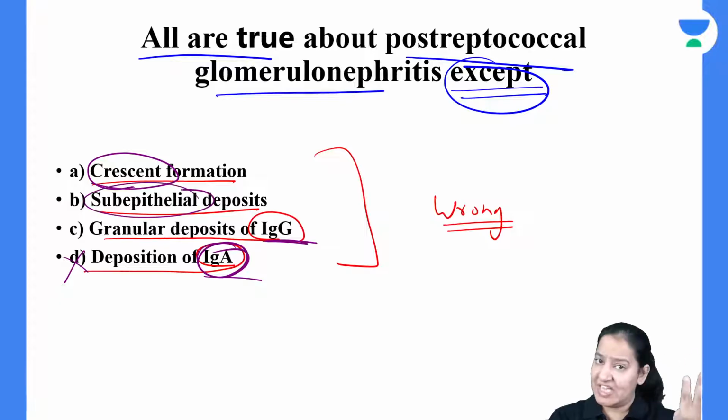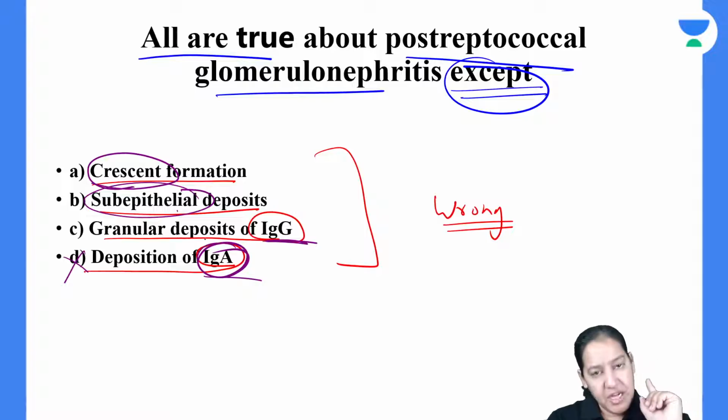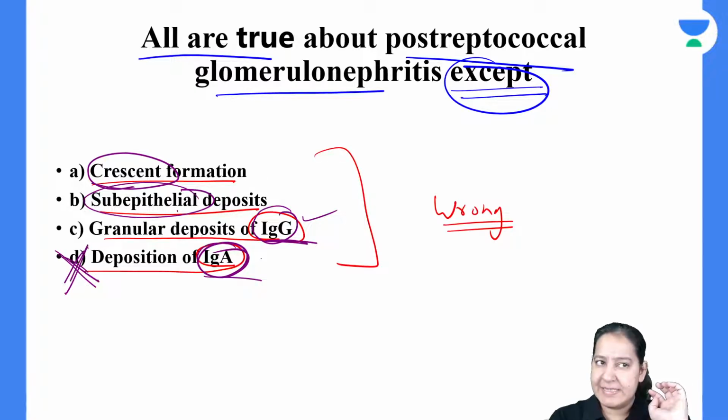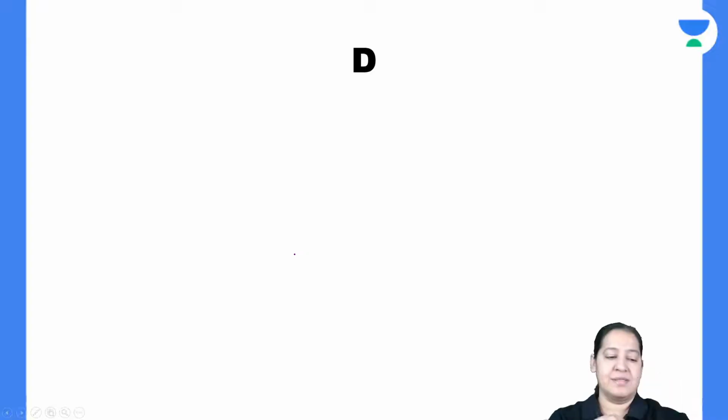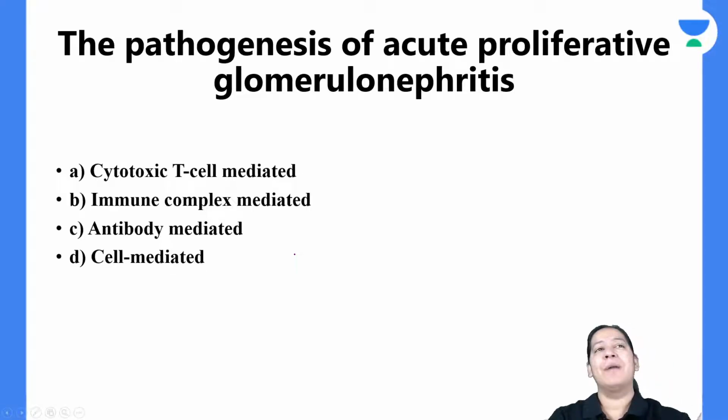Subepithelial deposits always take place. We have seen the location of the deposits in electron microscopy, and in immunofluorescence we have seen the composition. In the composition, it is IgG, not IgA. So the incorrect one among them is D, and because except is asked, my answer is D. I hope you got it. Okay. Coming to the next question.